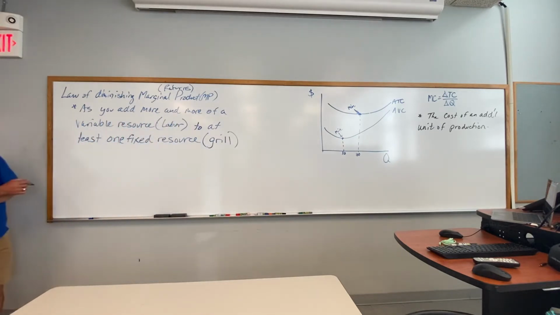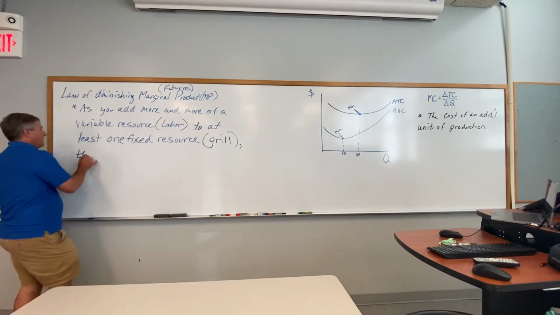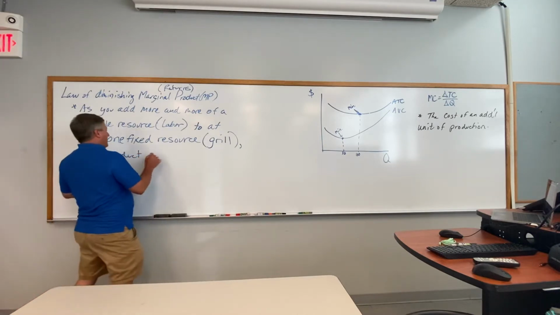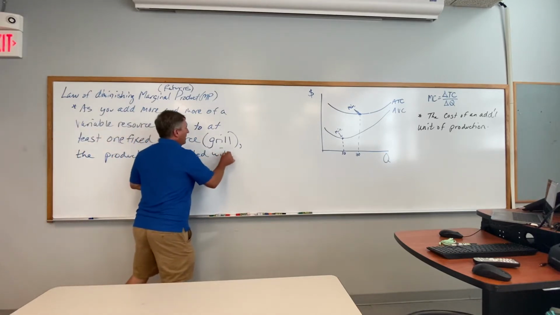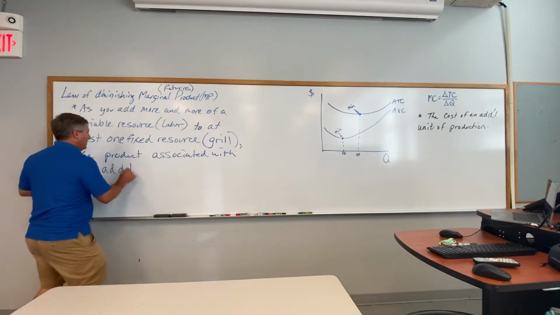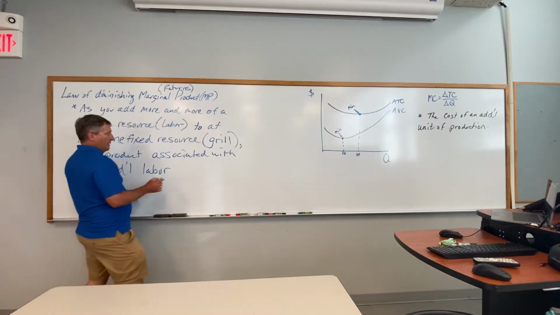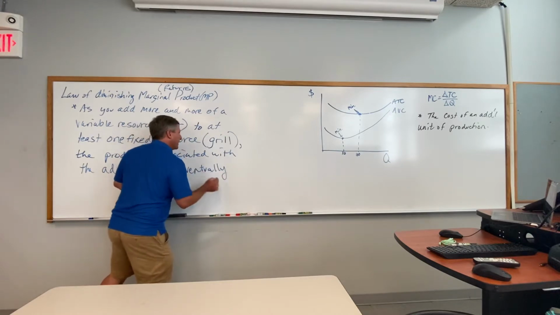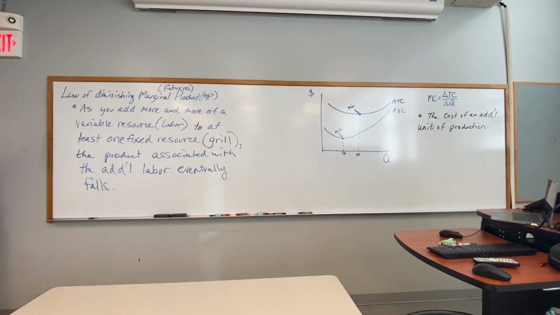As you add more and more of a variable resource to at least one fixed resource, the product associated with the additional labor, or the variable resource, eventually falls or diminishes. The law of diminishing marginal product.